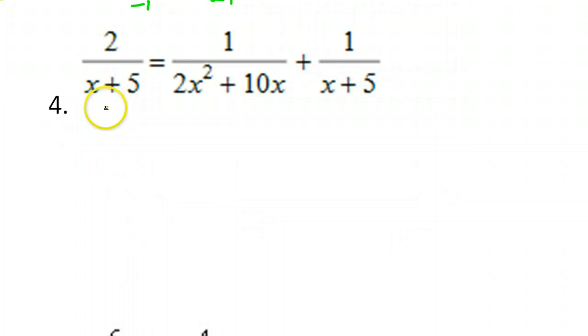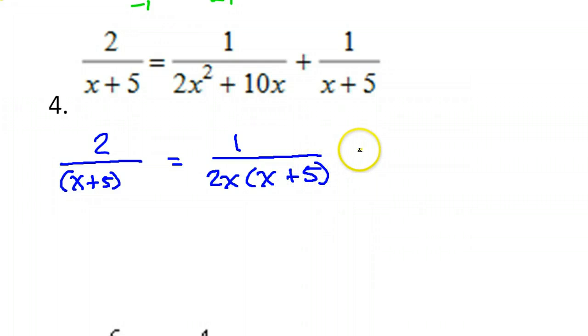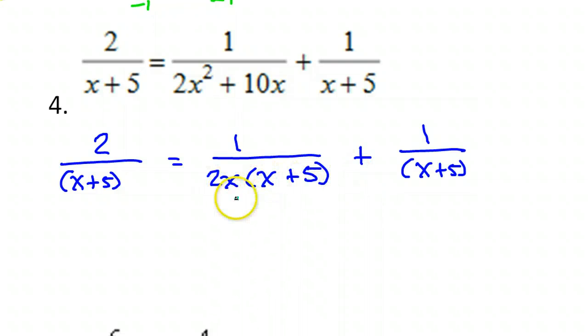Alright, again, let's factor everything we can, which means this. So I've got 2 over x plus 5, okay, equals. Now here we're talking GCF, so this is 2x and then x plus 5. Alright, and then I've got plus 1 over x plus 5. So I see a lot of x plus 5 going on, so that's cool. I don't need like denominators, so that's not what's happening.